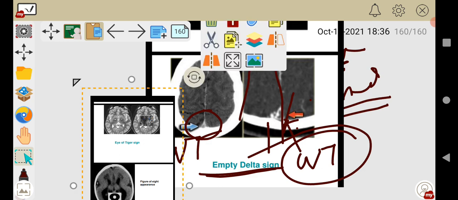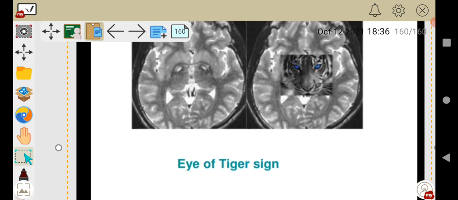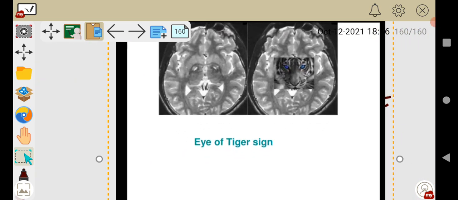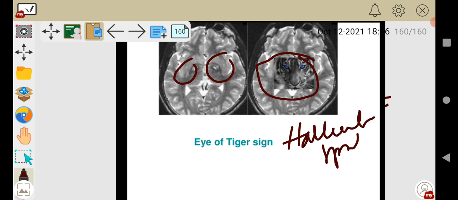All right, so see this one. This looks like eye of tiger, correct? Eye of tiger. This is seen in Hallervorden-Spatz disease, correct? Hallervorden-Spatz disease.